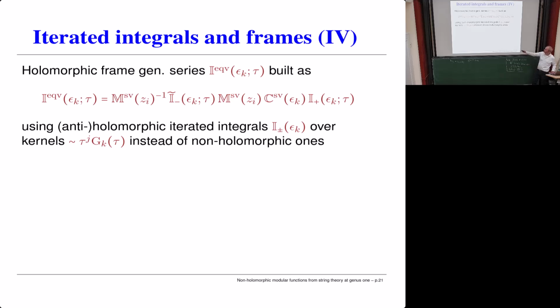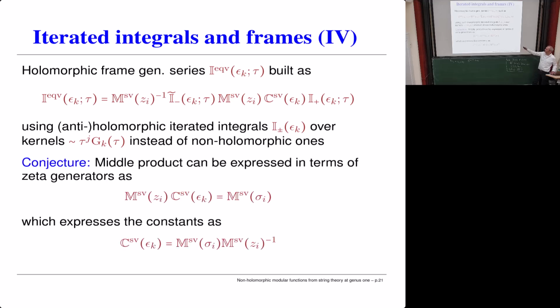And this is just a rewriting of this thing by applying this conjugation with this SL2 change of frame. Now the important point, and this is something we have checked to quite some extent, is that the thing that is sitting in the middle, this product of this generating series in the Z generators and this set of just constants in the epsilon generators, recombines exactly to give the same generating series in terms of these zeta generators that are called sigma i.